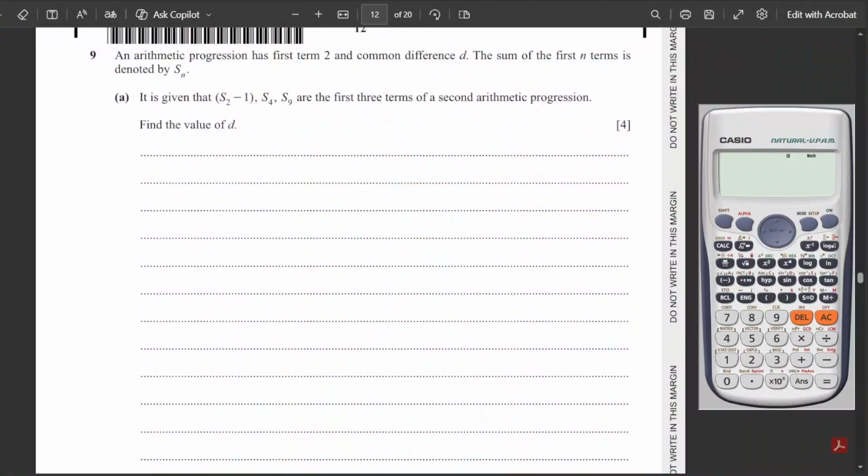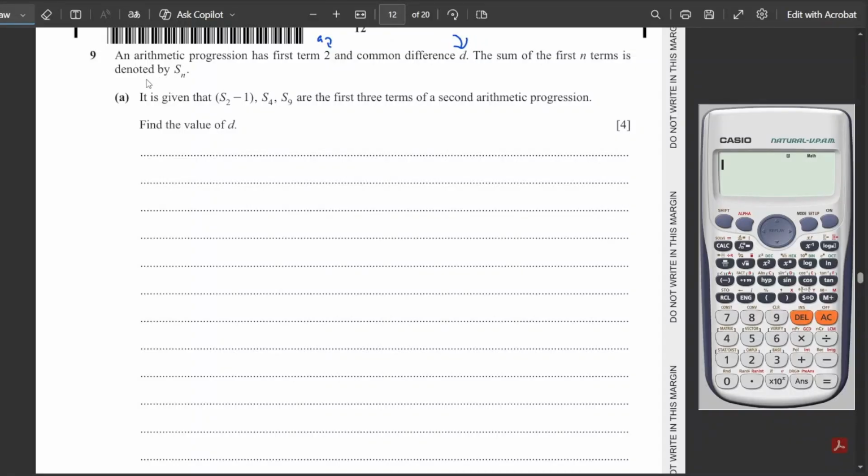Okay, so we're on question number 9 right now, and it says an arithmetic progression has first term 2 and common difference d. The sum of the first n terms is denoted by S_n, which basically means that you have an arithmetic progression which has the first term a equal to 2, and then there's a common difference between the terms that is equal to d.